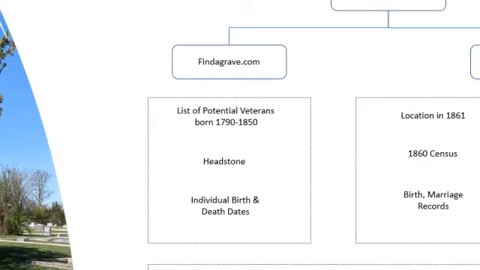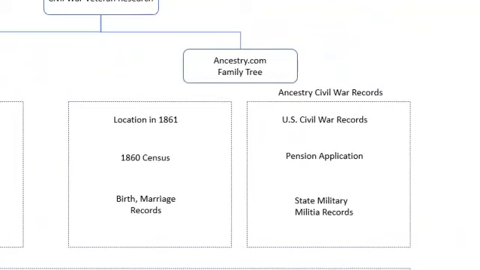Secondly, we're going to be looking at Ancestry.com to see if that individual is in a family tree. And we're going to do that for a couple of reasons. One is we need to find out where they were living at the beginning of the conflict. So we'll do that by looking at 2 things. One is the 1860 census to see where they were living in 1860, just before the conflict. And we'll look at birth or marriage records if there's no 1860 census associated with them.